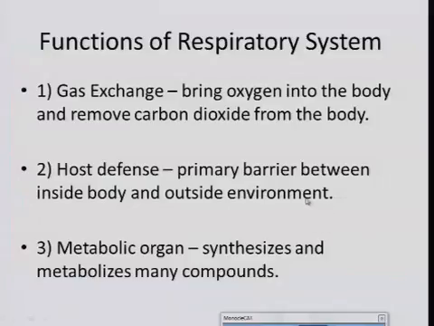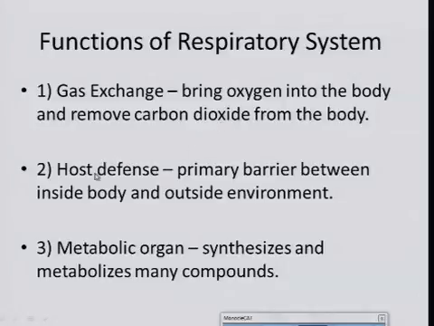This slide you do not have. This just gives you an overview of the functions of the respiratory system. Number one, it's involved in gas exchange. It brings oxygen into the body and removes carbon dioxide from the body. Basic function, most important function of the respiratory system.